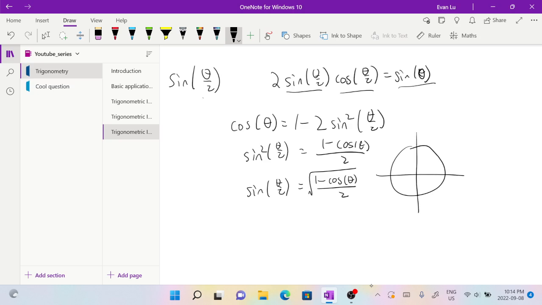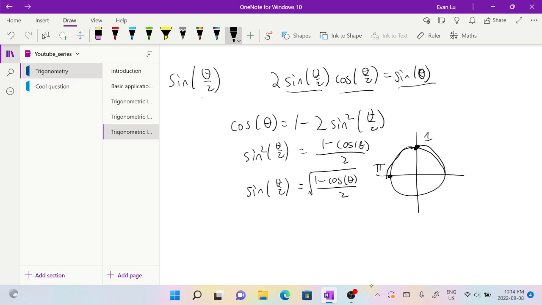So just for simplicity, let's say that theta is right over here. So that means that theta is an angle of pi. Then, where I expect sine of theta over 2 to be, well, theta over 2 will land me right at this top part here. And so my sine I expect to be 1.